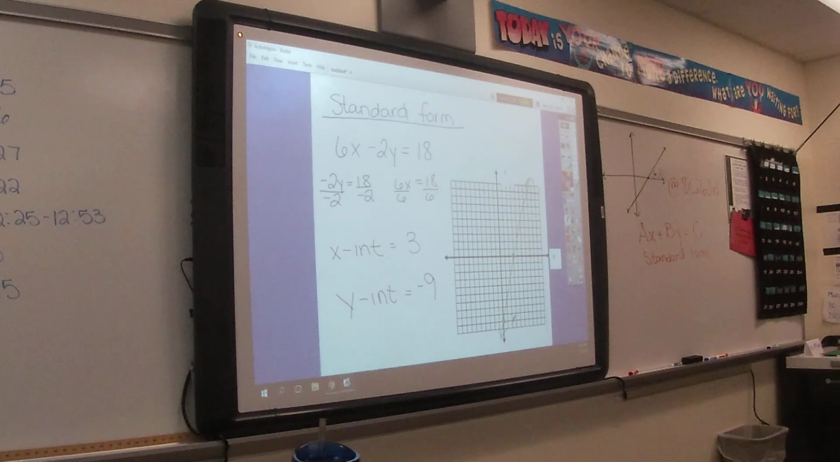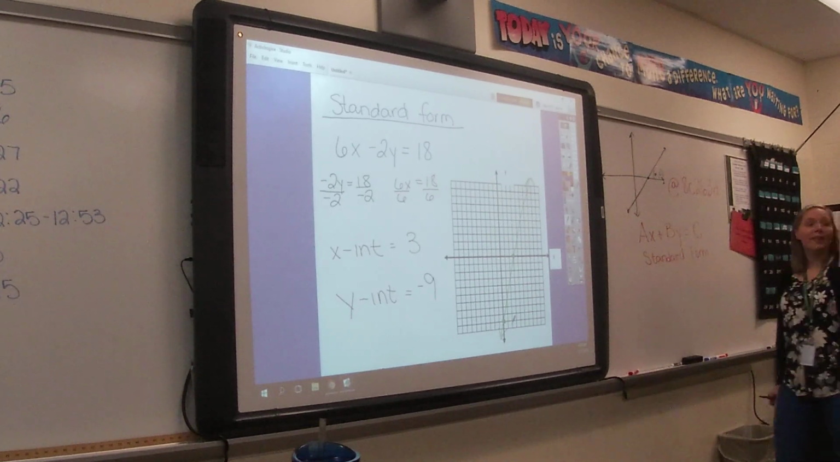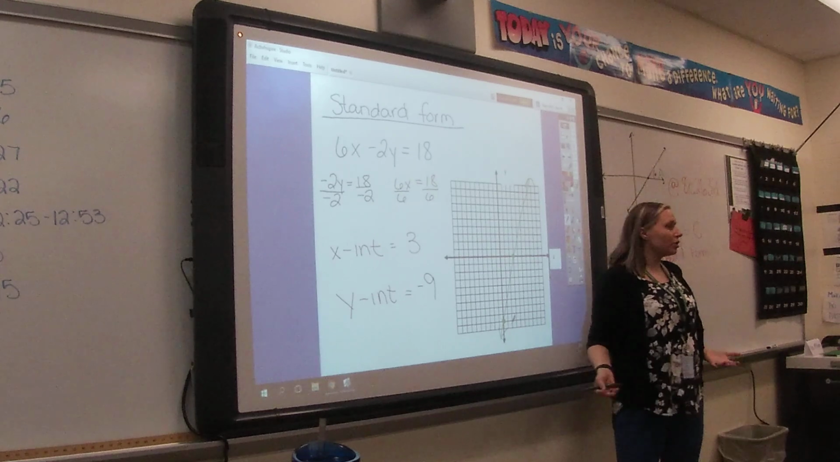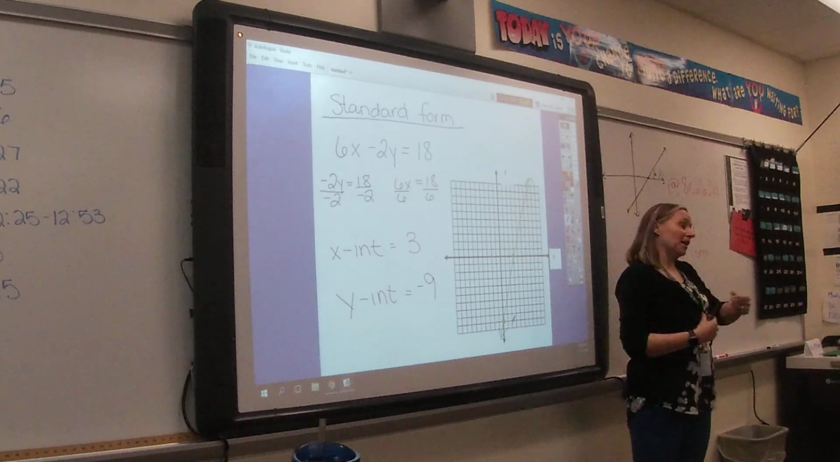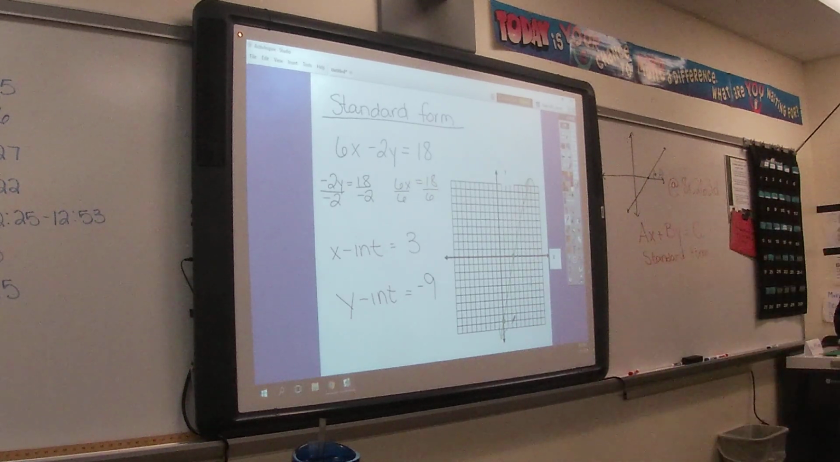Now, could we have solved it for y, made a table, plugged in 3 input values, got their corresponding output values, plotted those points, and then got the exact same line? Sure. But that's a lot of work. It's definitely more work. This is way simpler. How do we feel about that?